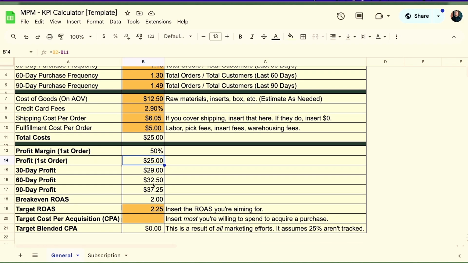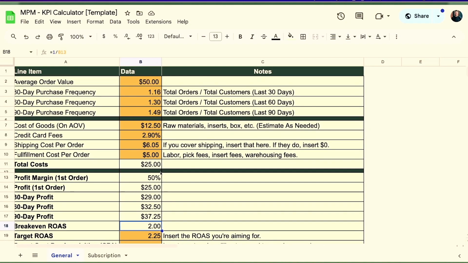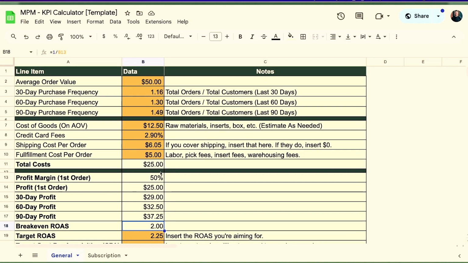But that would also put my return on ad spend break even at a 2. Again, 1 divided by profit margin, 0.5. And by the way, I'm using simple math here just to make this easier for everybody listening. But there's something else that I really recommend that you consider when you're establishing your targets. And again, that's a 30-day, 60, and 90-day LTV.